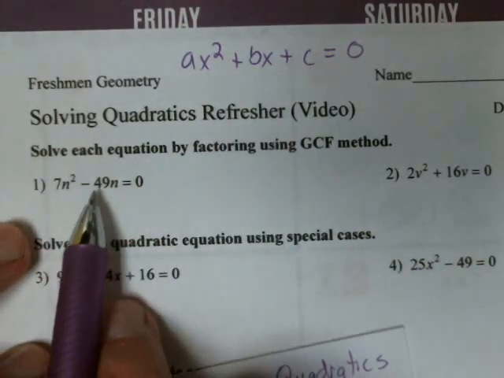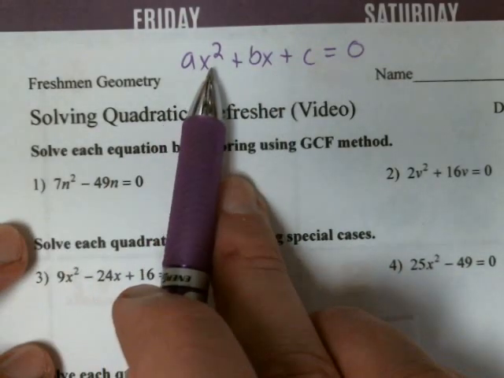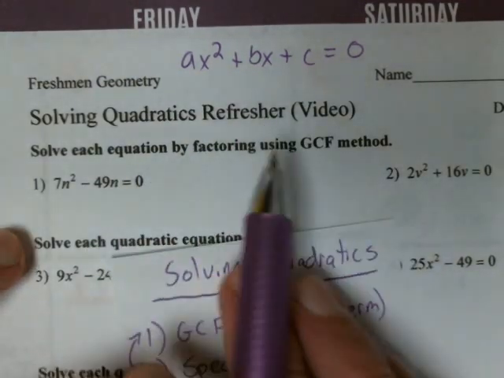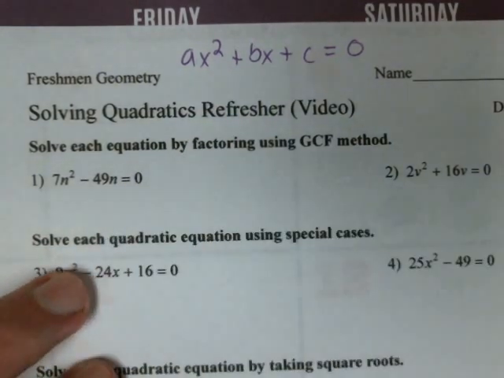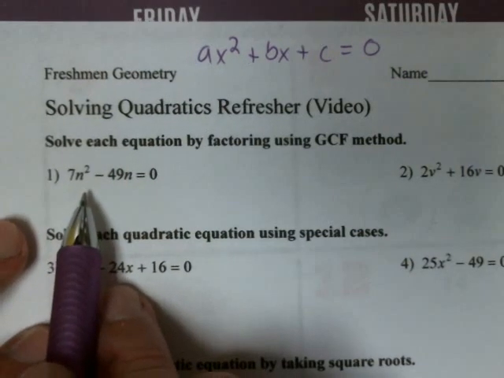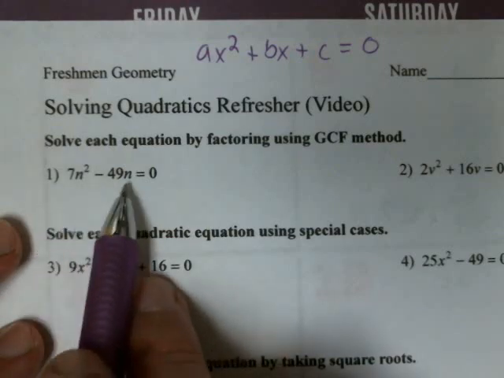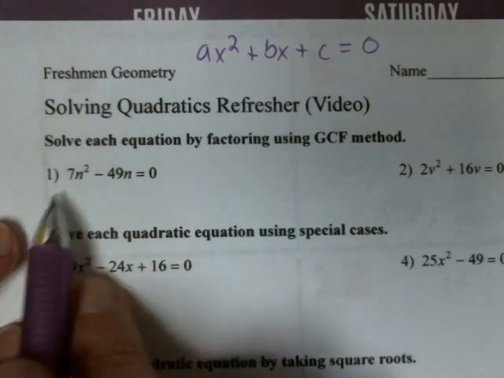I don't have a C term. I've got the A term, the ax squared term, and the bx term. I don't have a number. So when I don't have the C term, I can use the GCF. Simply, I'm going to pull out the greatest common factor. They're both divisible by 7, and they both have an n. I can steal an n from each of these.